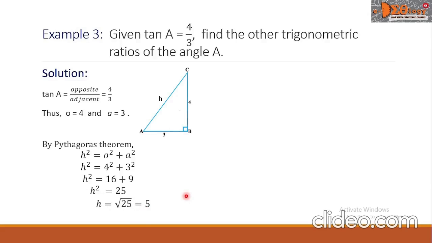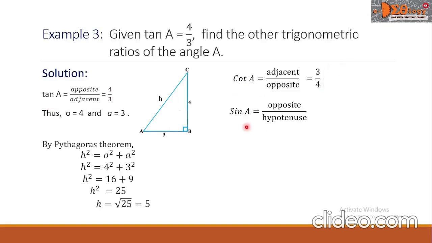Now let us write the other trigonometric ratios. We begin with cotangent A. That is the reciprocal of tangent. The tangent is 4 over 3. That means cotangent is 3 over 4. Next is the sine of A. That is opposite over hypotenuse. Opposite is 4 over hypotenuse. That is 5. So 4 over 5. Then cosine A, adjacent over hypotenuse. Adjacent is 3, while hypotenuse is 5. So we have 3 over 5.